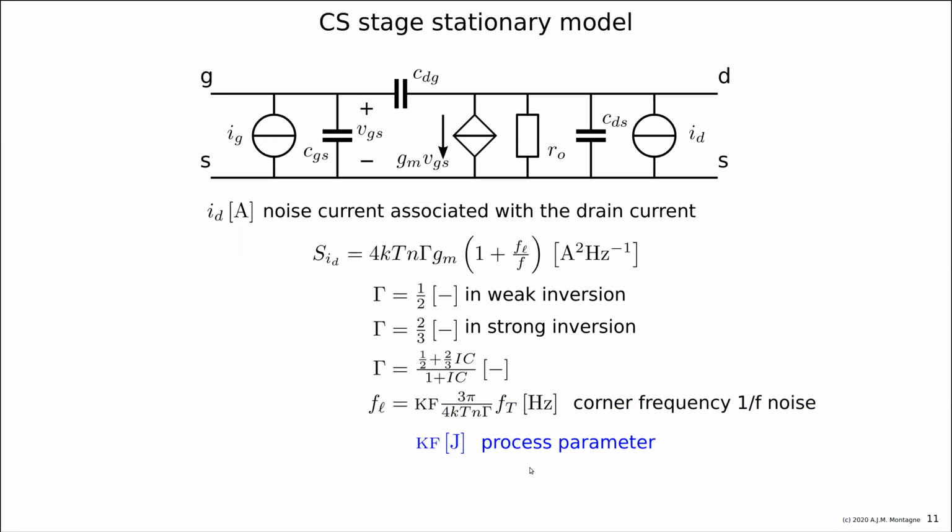So this Kf is a process parameter and the dimension is joule. So this is what I already said, and very important to remember, the corner frequency for the 1 over f noise is proportional with fT. So if you want to have a very high fT, unfortunately, you also get a high corner frequency of the 1 over f noise, and a constant between it is set by the process.